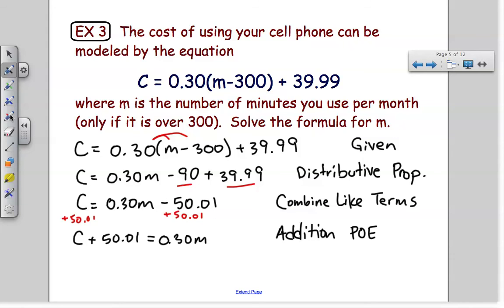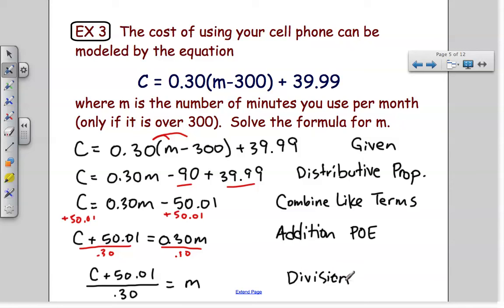And you know what? I only have one more step here. Trying to get m alone. m is multiplied by 0.3. We're going to divide by 0.3. We're going to have to do that everywhere here. So it looks like you take the cost, you add $50.01, you divide by 0.3 or 0.30, and you get m. We solved for m, we got m alone. What allows me to divide by something on both sides of the equation is division property of equality.